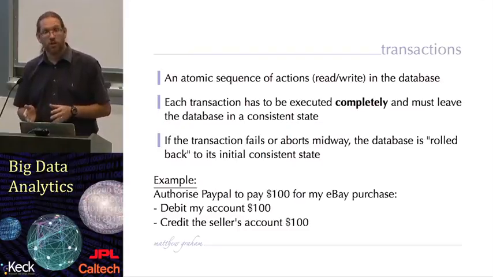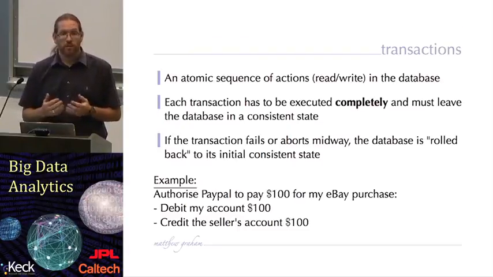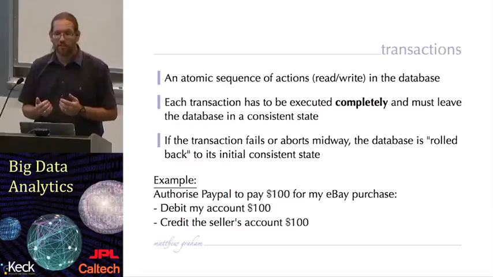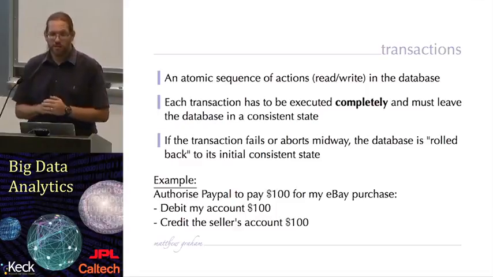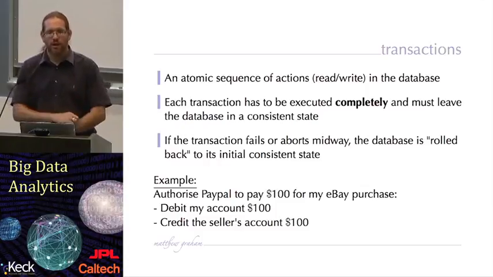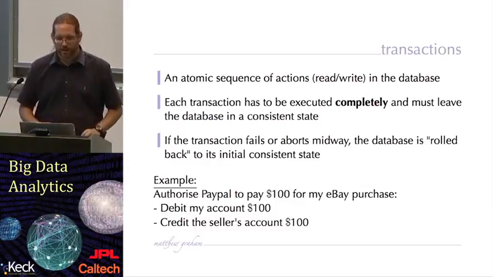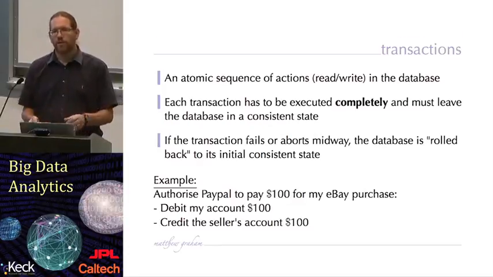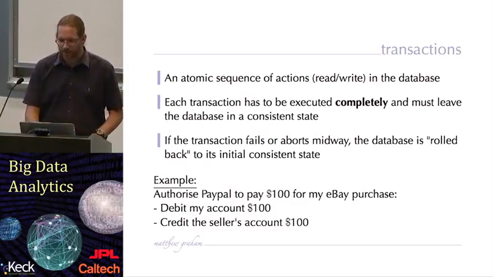That would not be good. It would leave us in a dangerous state. Either I don't have money or he hasn't got the money, and so we would need to roll back to an initial state where the money was in my account again. So that's an example of a financial transaction, but you can imagine the same thing happening with data when you're doing a data operation in a relational database.